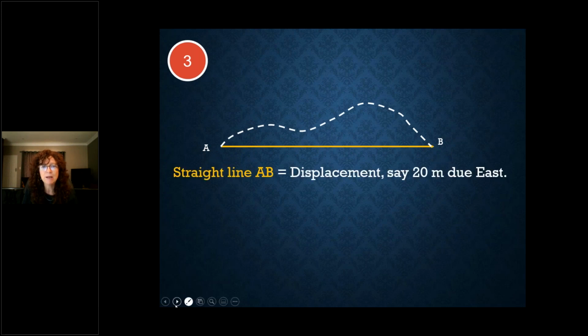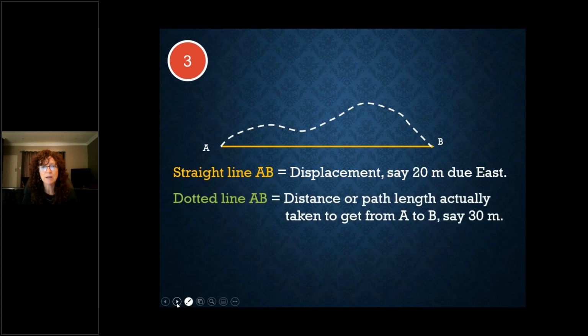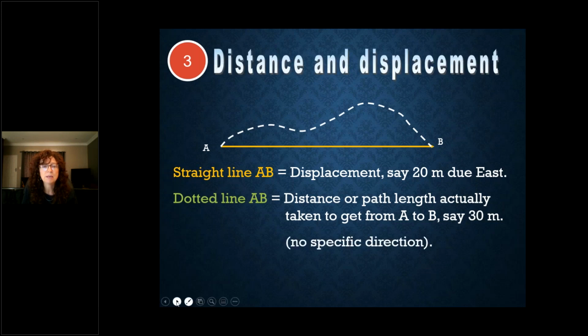All right, we have a line A, B. What will be the distance from A to B, the white line and the yellow line? The straight line AB will be your displacement, and your answer will be 20 meters to the east. What is the dotted line? The dotted line AB will be the distance, and you will say 30 meters, and no direction. All right. So distance and displacement.